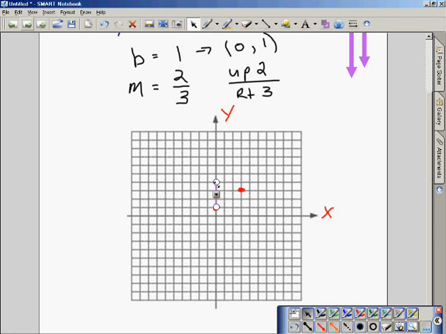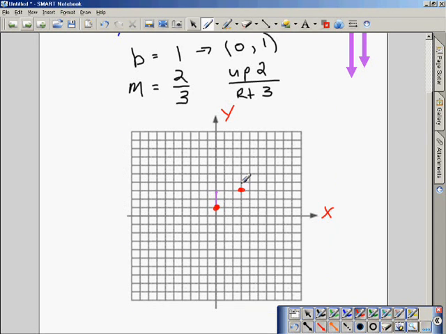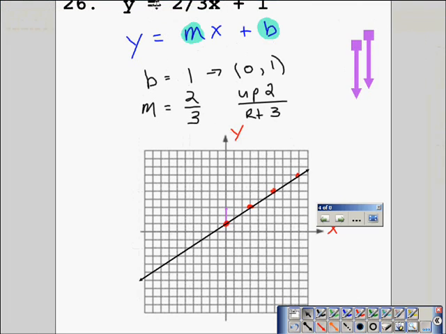So I went up 2 and to the right 3. Then I can plot another point. Up 2 and to the right 3. Now I have enough information to draw in my line. Which I do. So as you can see, problem number 26 didn't really involve any hardcore arithmetic or mathematics.